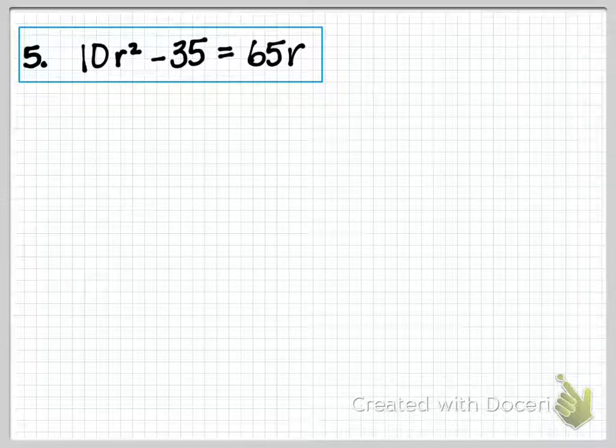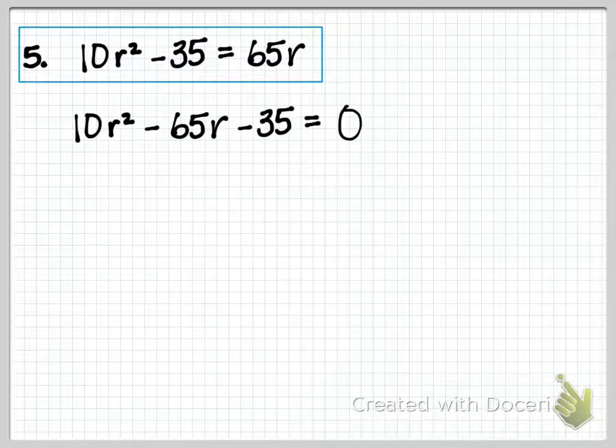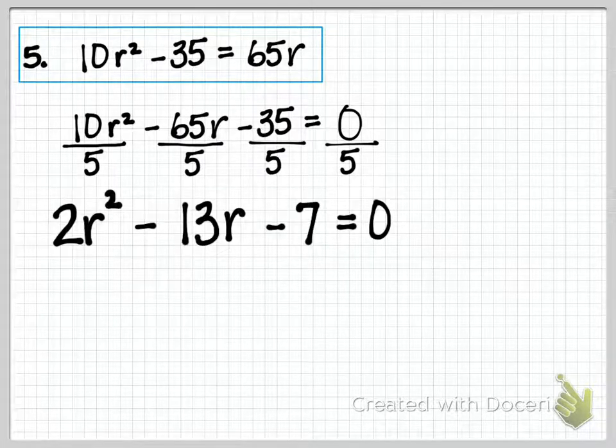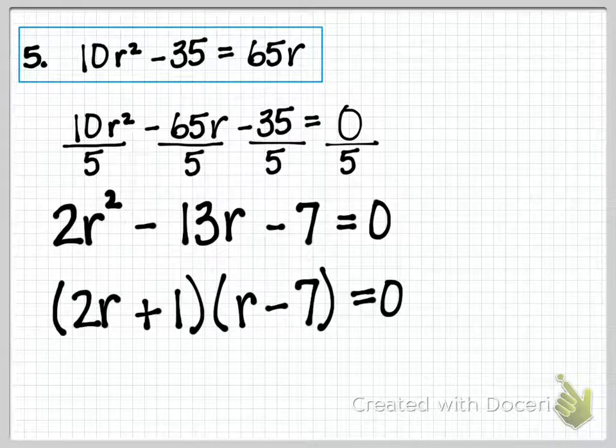The fifth problem we've got is this one right here. Whoops, let me just, there we go. The first step is to make it into the standard form, equal to 0. Simplify as much as possible. All those numbers are divisible by 5. And now I have 2r squared minus 13r minus 7 equals 0.